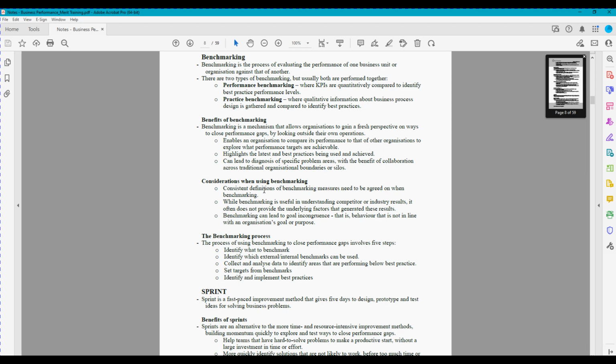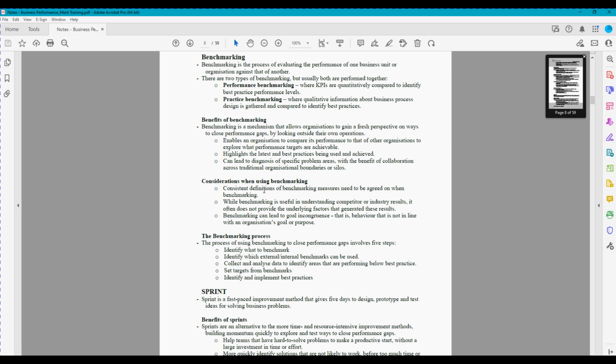Number 2 is identify which internal or external benchmarks can be used. So can we actually get that data? Is there a better measure? Should we be measuring a few other things like total wages, total revenue growth, wages, price increase versus efficiency increase? And then actually collecting that data so we can compare it.